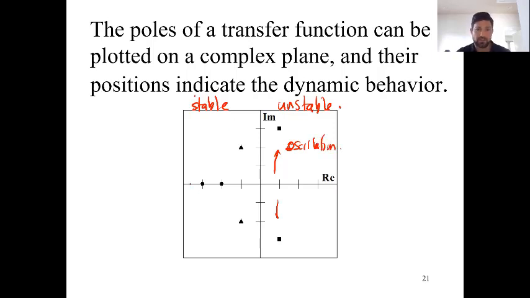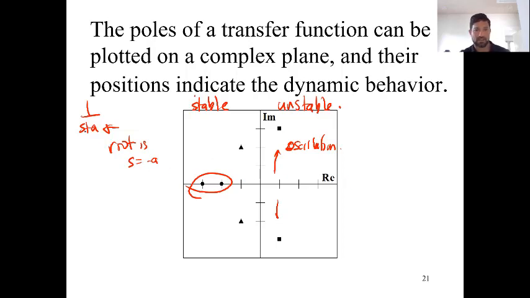Okay, just a quick reminder right here. We said negative roots are stable. What I mean by negative roots is, if we have something like s plus a, the root for this is s equals negative a. So the real part of the root, if it's negative, is stable.